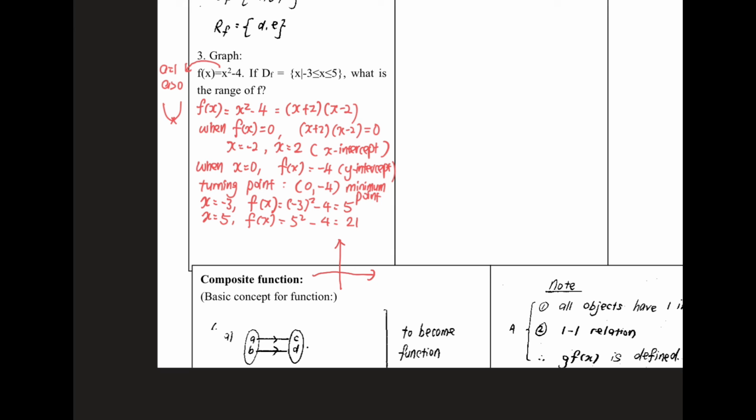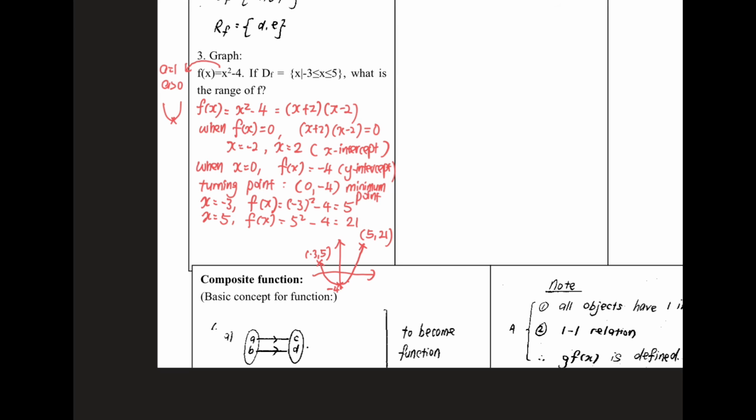Okay, so I start from the turning point 0, -4. And then like this and like that. So the turning point is 0, -4, and then just now we have x equal to -3, and then the y is 5. That is the point on the left, -3 and 5. So the point on the right we have found out is actually x equal to 5 and y equal to 21. So we have 5 and 21 as the point on the right.